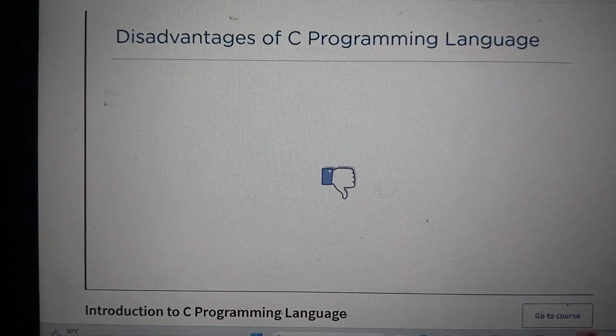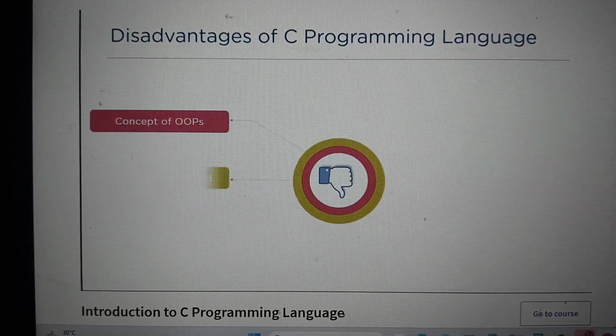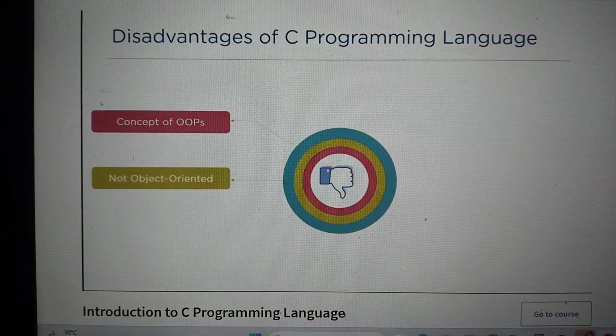Let's now look at some of the disadvantages of C language. C is a procedural language. Naturally, the concepts of objects and classes are not present in C.